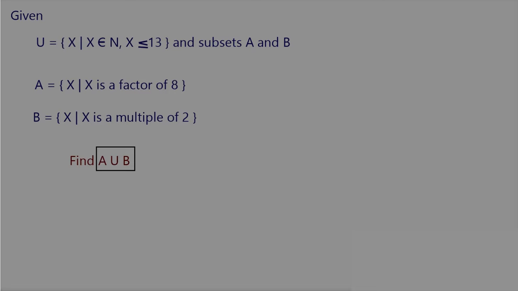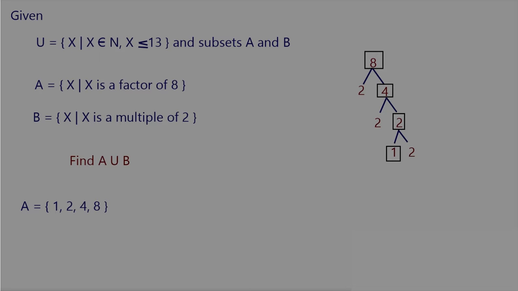For set B, it says X is a factor of 8, and we can list all those factors of 8. The factors of 8 are 1, 2, 4, and 8. For B, we want to find all the multiples of 2, and that is simply any result you get when you multiply 2 by any whole number.